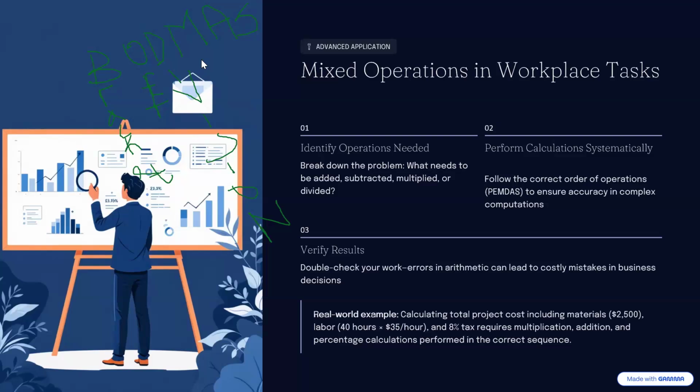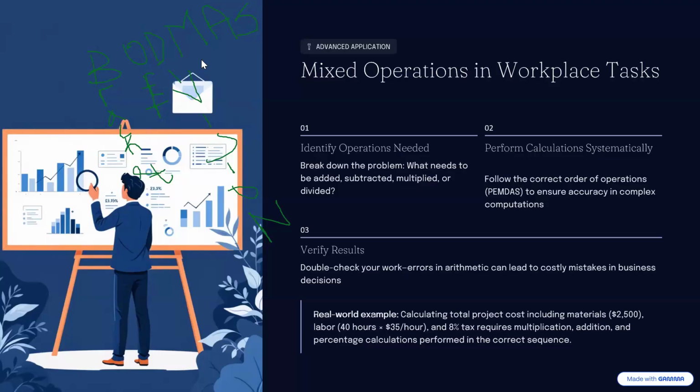We have a small example here. They say you should calculate total project cost, including materials, 2,500. Labor is 40 hours times $35 per hour. And they say 8% tax. This requires multiplication, addition, and percentage calculation performed in the correct sequence.